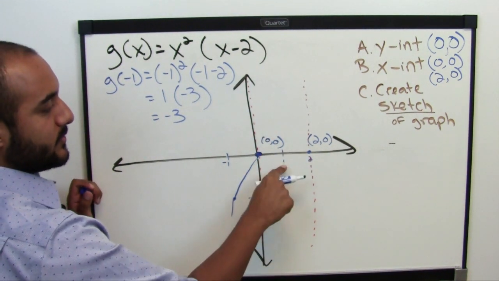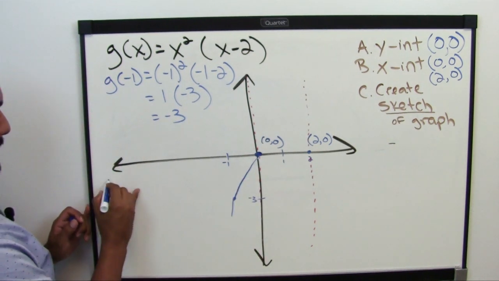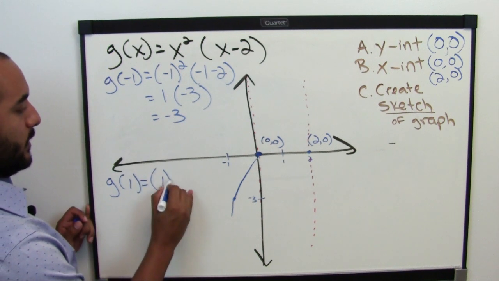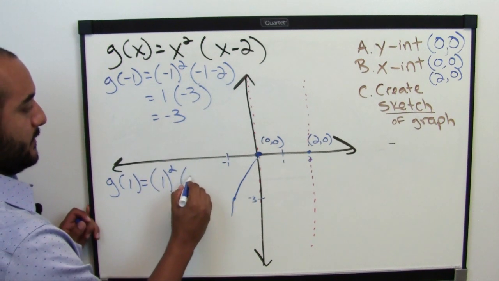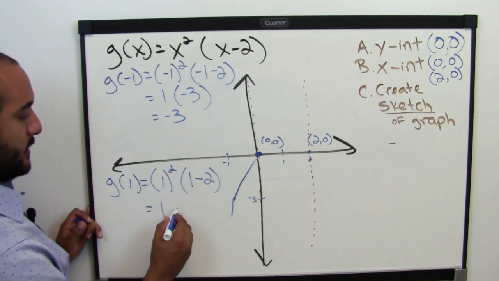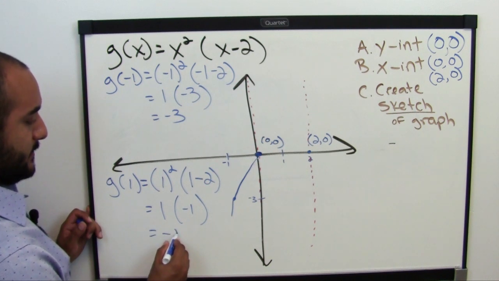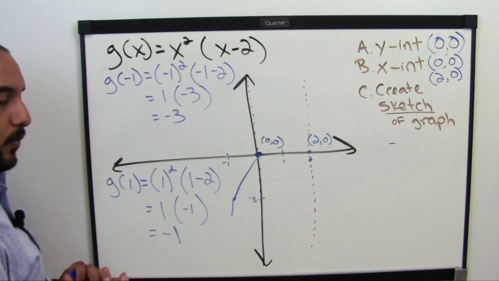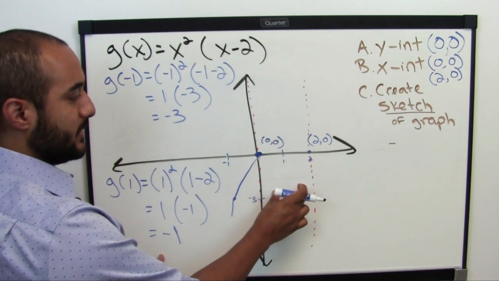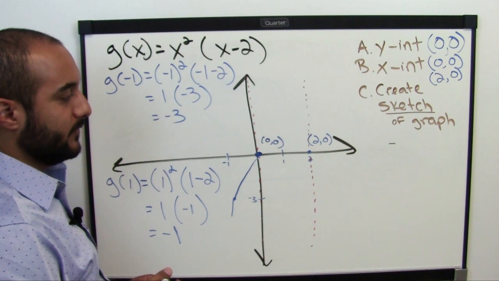Choosing a number between, let's just choose positive 1 this time. So I'll do it here. Hopefully I haven't run out of room. So g of positive 1 gives me 1 squared times 1 minus 2. 1 squared is 1, times negative 1 is negative 1. This gives me negative 1. So that lets me know that in this region, my answers are still negative.